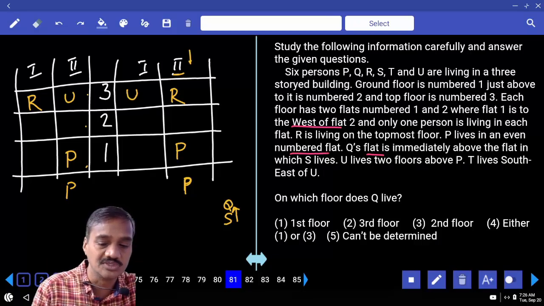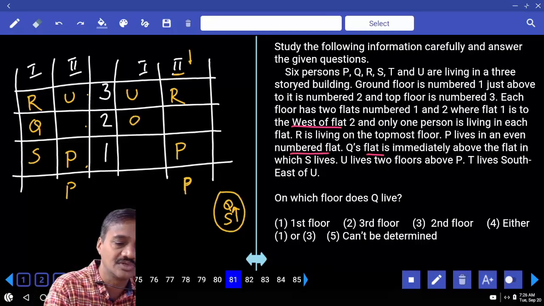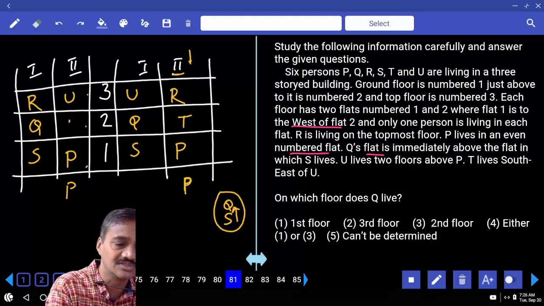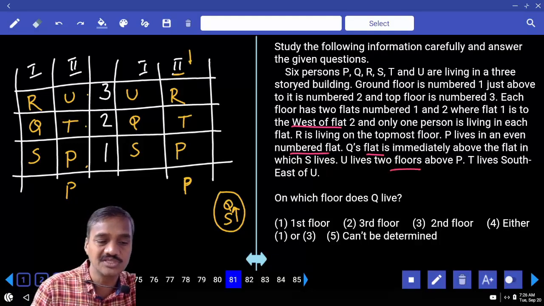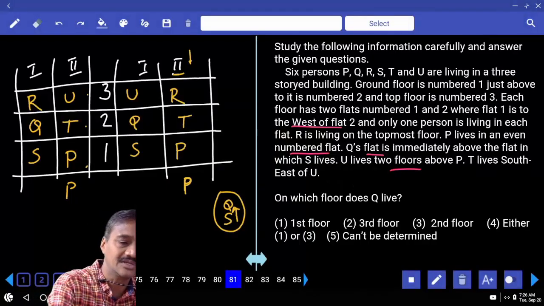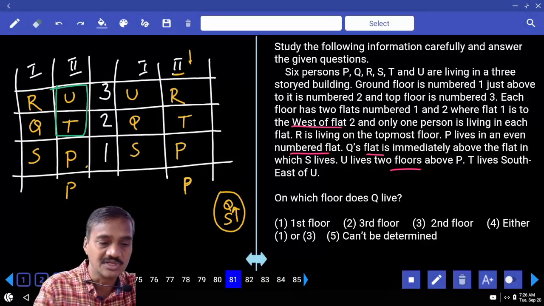Next information: Q and S must be together. Q is here, S is here, so again Q and S must be in these two places. Then who is the person left over here? T is the person left over, T is here. Then T lives southeast of U. But in the first case, T is to the south of U. We need southeast, and this case is ruled out.